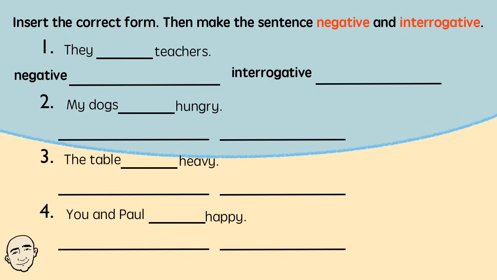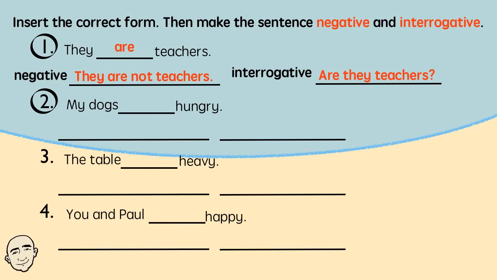Insert the correct form. They are teachers. Negative. They are not teachers. Interrogative. Are they teachers? My dogs are hungry. They are not hungry. Are they hungry?